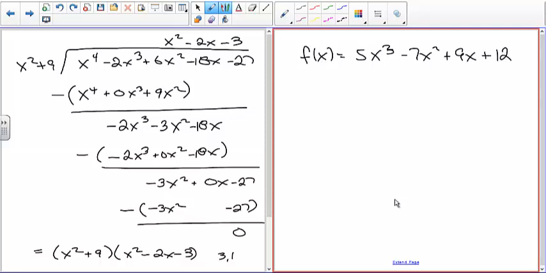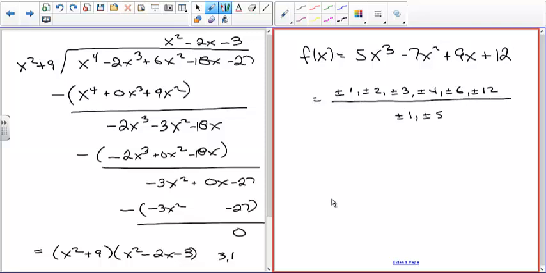So the rational zero test says you take plus or minus the factors of the numerator. So you have plus or minus 1, plus or minus 2, plus or minus 3, plus or minus 4, plus or minus 6, plus or minus 12. Those are the factors of the last term, and then you do plus or minus 1 and plus or minus 5 for the denominator. So you can come up with all of these.